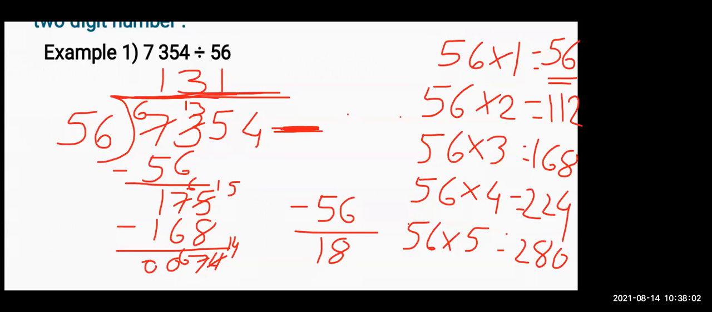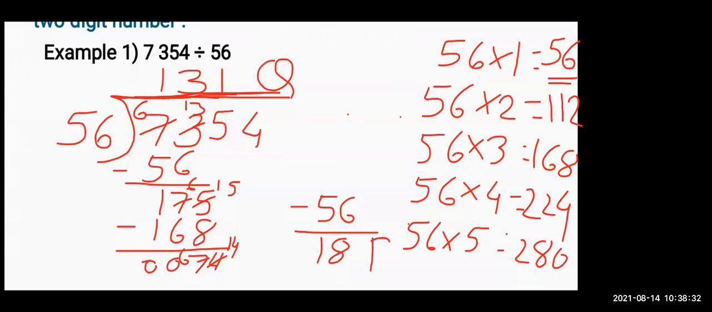Any number after 4? No. That means you have to stop over here only. अगर कुछ number होता, then only you would have to take the number down with 18. But here there is no number. So what is your answer? There only you will stop. So our quotient is 131, and our remainder is 18.